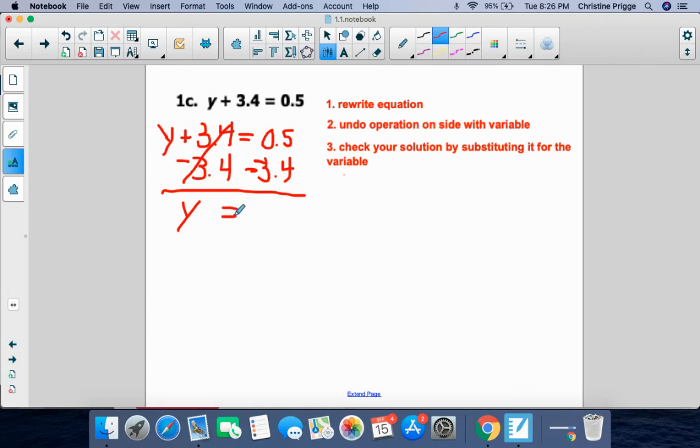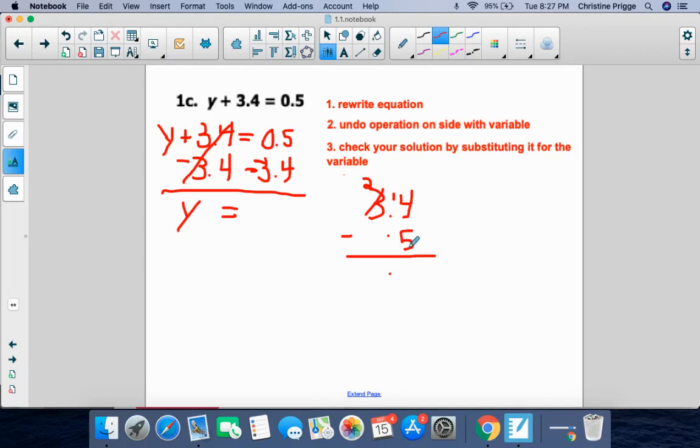And equals, on this side now, I have 5 minus 3.4. Okay, so that means that, again, we need to use that rule of integers where I need to subtract the smaller absolute value from the larger one in order to find my solution. So I need to subtract this first. And I know I have to line up my decimal points in order to do that.